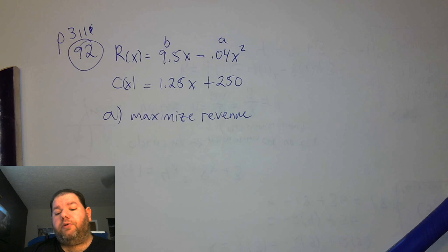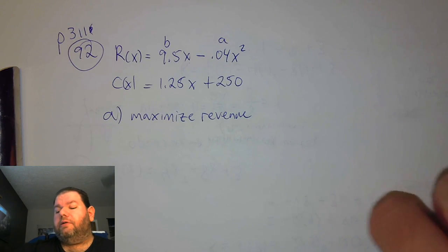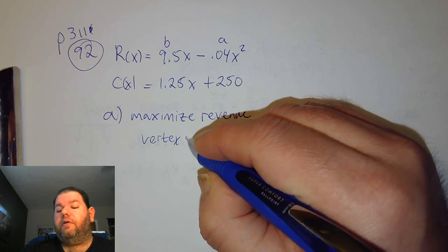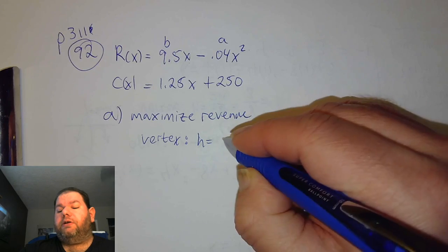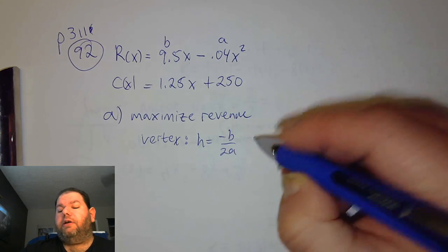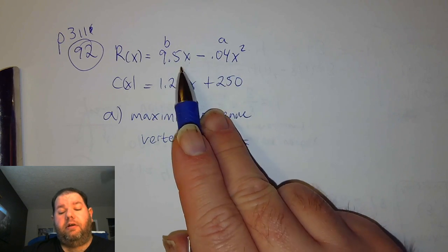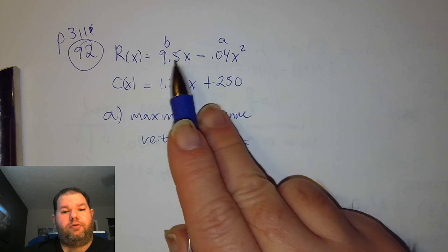What do we call that point where it happens? Vertex. Good. So we have to figure out what the vertex is. So h will be negative b over 2a. And again, keep in mind b is first and a is second because they've changed the order of how we normally see these.